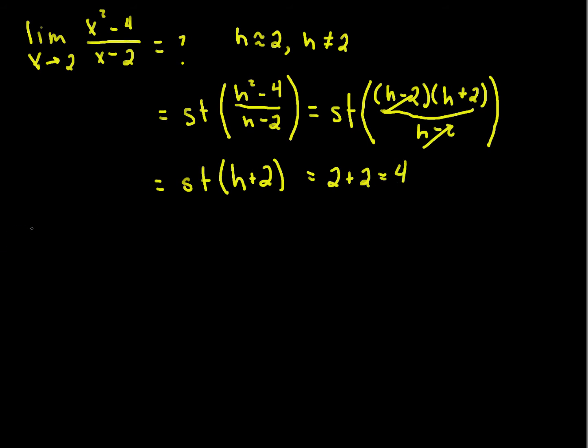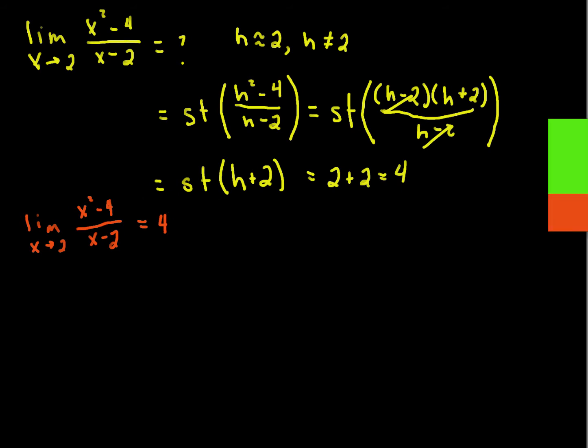And that's our limit. We can say that now we know that the limit as x approaches 2 of x squared minus 4 all divided by x minus 2 is equal to 4. As x gets infinitely close to 2, this ratio gets infinitely close to 4. Okay, let's try another example here.